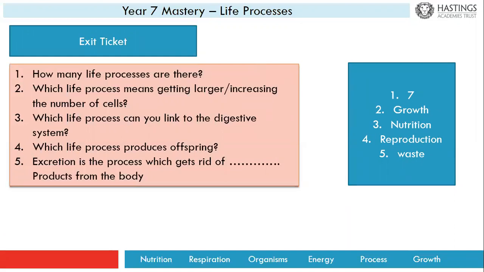Which life process produces offspring? It's reproduction. So if you imagine 2 rabbits, very quickly they end up with lots and lots of offspring, lots more rabbits. And question 5, excretion is the process which gets rid of waste products from the body. So you should have written out a full sentence.